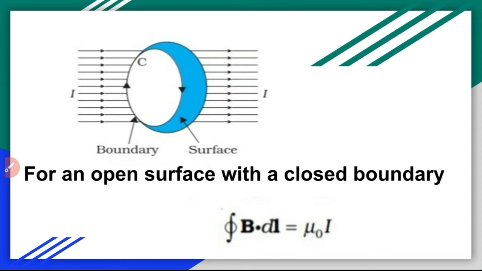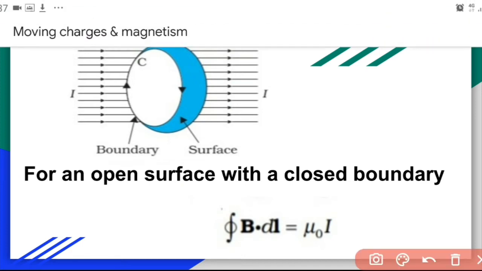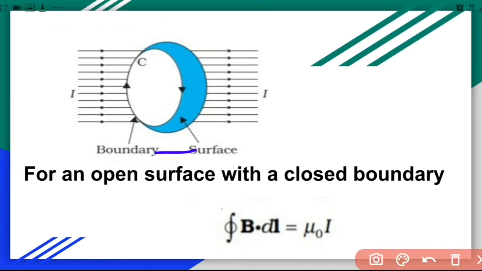See, the surface of a cricket ball is a closed surface, and the surface of a lid of a water bottle, just consider the lid of a water bottle, that surface is an open surface. It is not a closed surface, it is an open surface. So just like that lid of a water bottle, here we have a surface. So that is an open surface with a closed boundary.